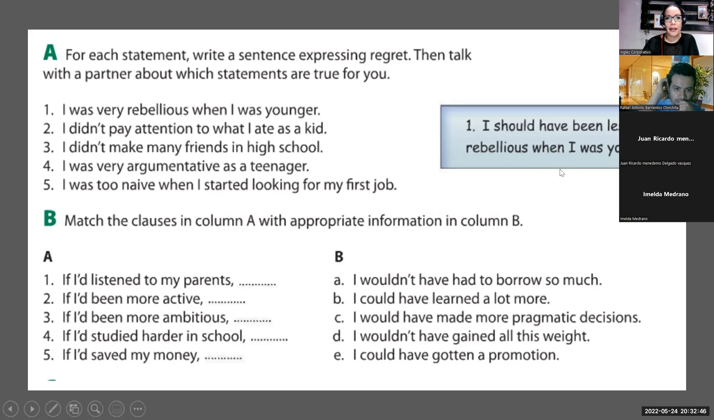Is the exercise clear? Yes, it's clear. Yes, teacher. Okay. You're going to do the same with the other four sentences. So we can do it here in the notebooks and then we're going to share.